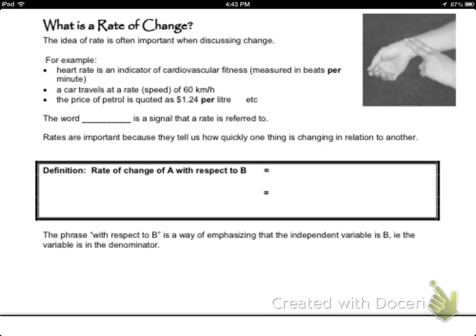Other examples of rates of change include heart rate, which is measured in beats per minute, a car travelling at a particular speed, 60 kilometres per hour, or even the total price of petrol paid at the pump, which depends on the rate of change of $1.24 per litre as the car fills. Now the word per is a signal that a rate is referred to. So a definition of rate of change of A with respect to B is the change in A divided by the change in B.